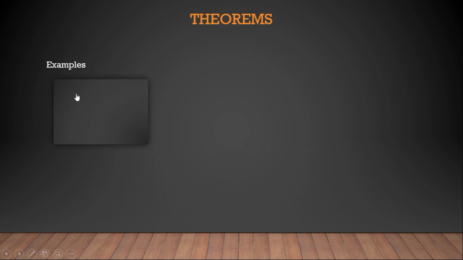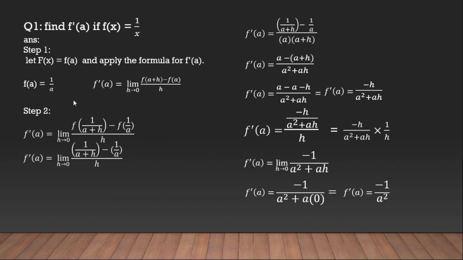So let me give you an example, right? Find f prime of a, if f of x is equal to 1 over x. So let's solve this. Step 1 is we let f of x equal to f of a. So meaning whatever value of a we're going to have, we're just going to plug in x or vice versa, and apply the formula for f prime of a. Great. So f of a is going to be equal to 1 over a, right?